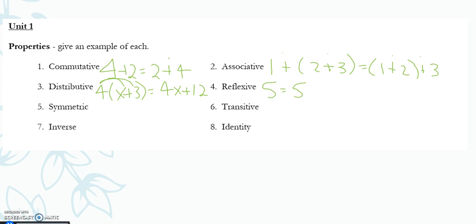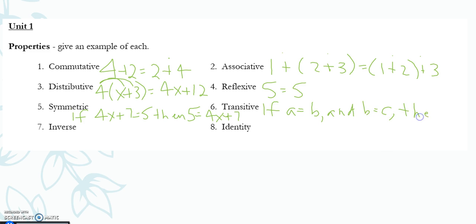Symmetric is saying that you can flip things over the equal sign. So for example, if 4x plus 7 equals 5, then 5 equals 4x plus 7. Transitive says that if A equals B and B equals C, then A equals C. Inverse has two types.